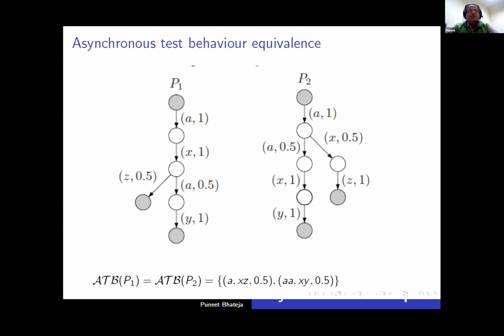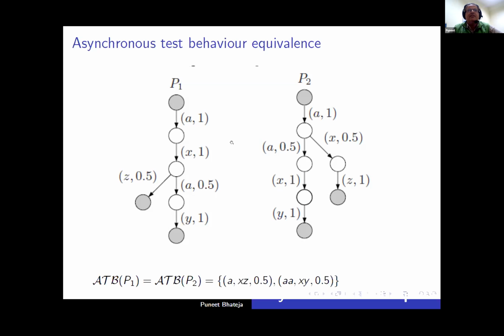So now we have a notion of asynchronous test behavior equivalence, which means that there are two processes P1 and P2, and they are exhibiting the same asynchronous test behavior. Here is an example. So what you see on the screen are two processes, namely P1 and P2. Their asynchronous test behavior is the same, which is equal to a comma xz comma 0.5. This is the first triple, and the second triple being a comma xy comma 0.5.